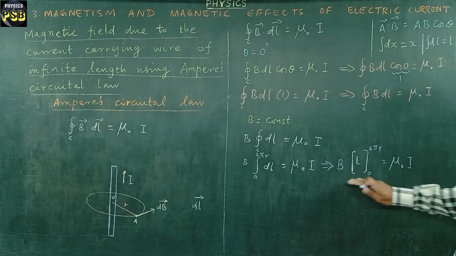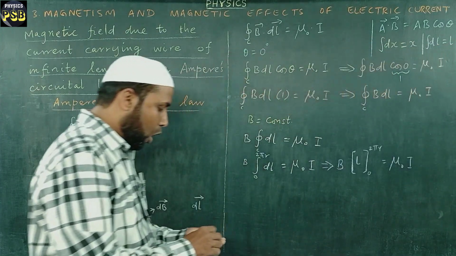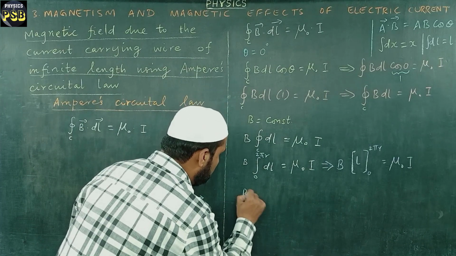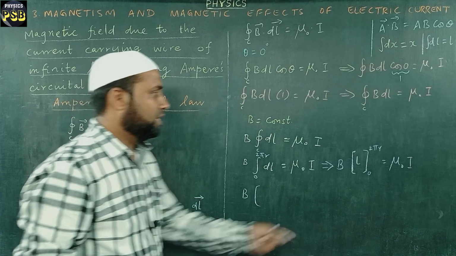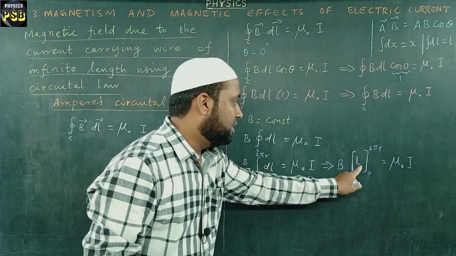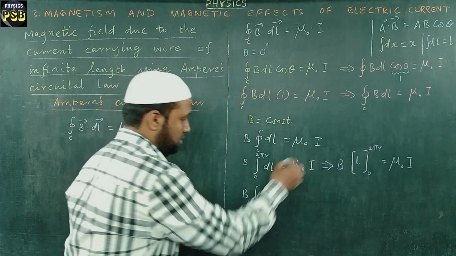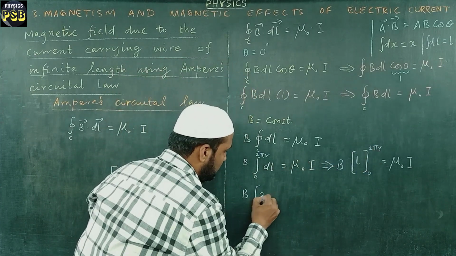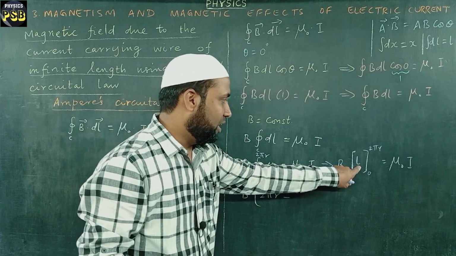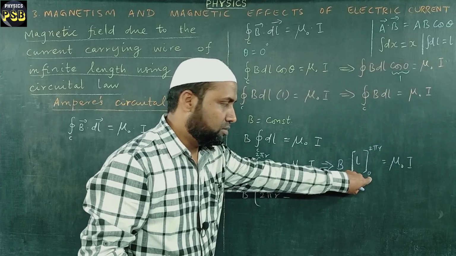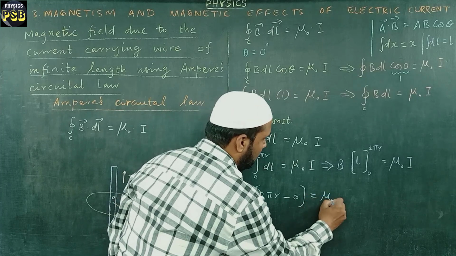Now, after doing this, look at this carefully. What I do now, I am going to substitute the value of L. Now, the upper limit is represented in the place of L. Now, in the place of L, I write the upper limit. That is 2 pi r minus. Then, in the place of L, I substitute the lower limit. That is 0. So, it is equal to mu naught I.